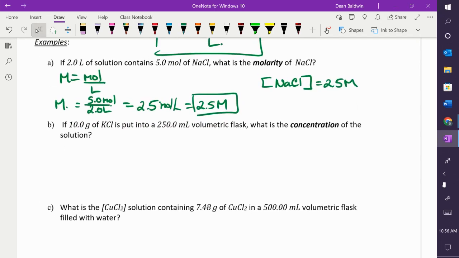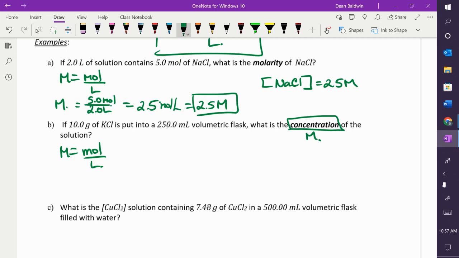10 grams of potassium chloride, KCl, is put into a 250 ml volumetric flask. What is the concentration? Remember that concentration is molarity, capital M. So they're saying, what is capital M? You only have one formula. You have that formula.